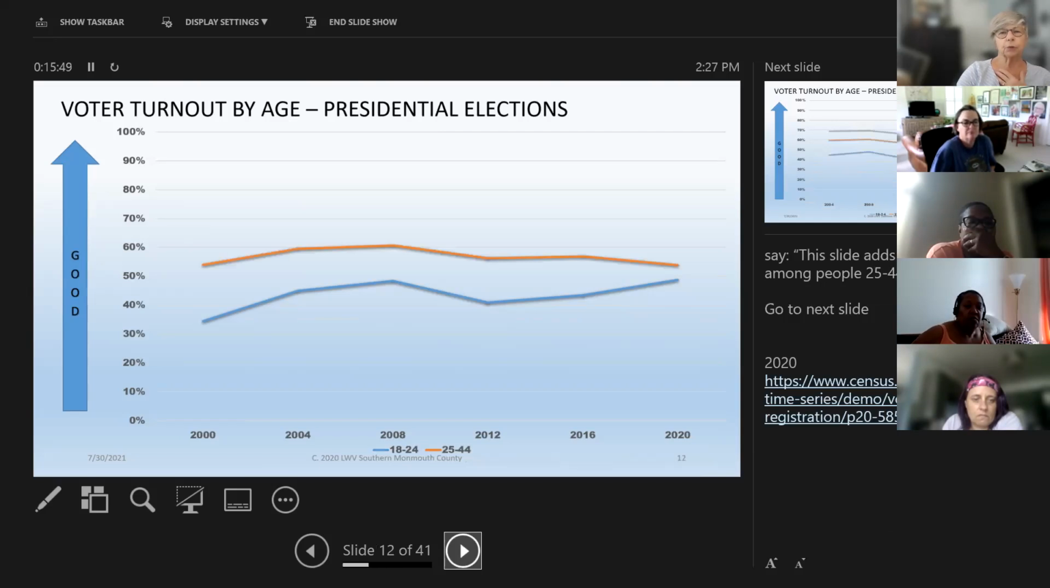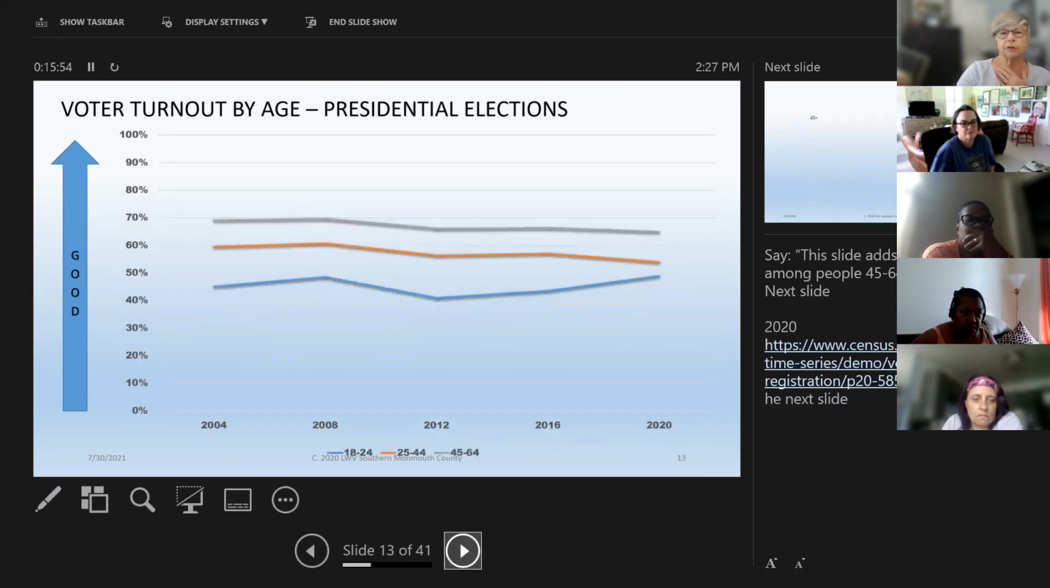Now we're going to add the 25 to 44-year-old people. Now the 45 to 64-year-old people. And then there will be a slide with the 65 and over. And the 65 and over is just slightly north of, or just slightly higher than the 45 to 64-year-olds. Okay, take a few seconds and make a note for yourself on a piece of paper about something that you notice about the turnout by age. I'll wait about 15 seconds.